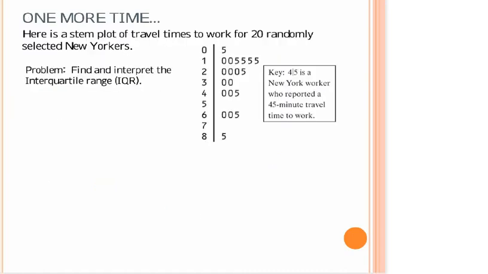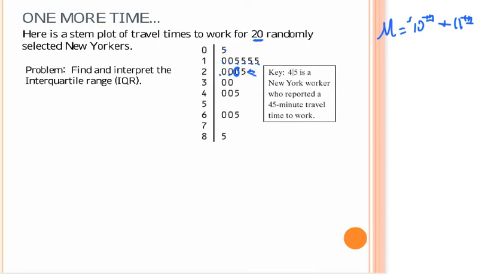All right, one more time. Here's a stem plot of travel times to work for 20 randomly selected New Yorkers. So we've got 20. It's an even number. So I know that my median is going to be in between the 10th one and the 11th term. So 1, 2, 3, 4, 5, 6, 7, 8, 9, 10. So this one is 10. It's a 0. Now 11 is a 5.